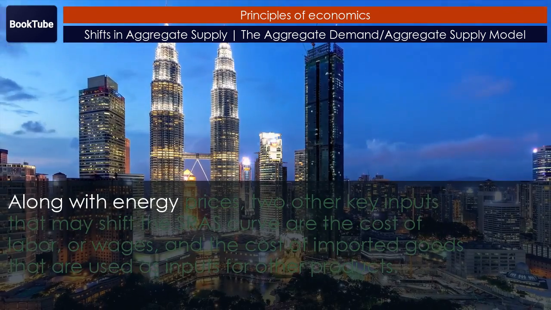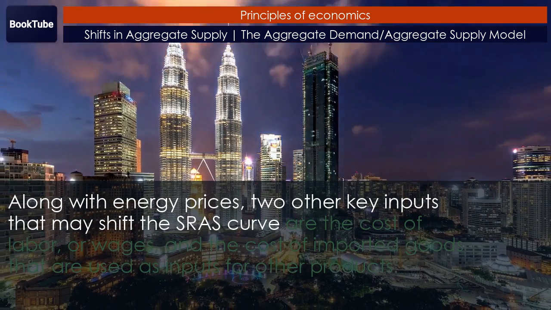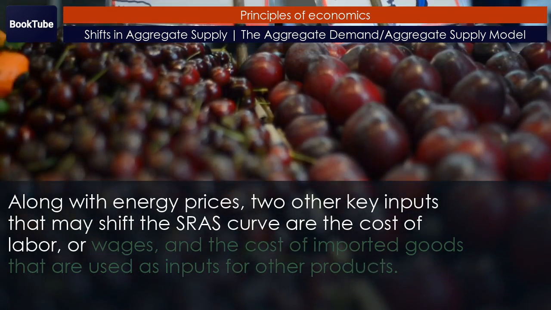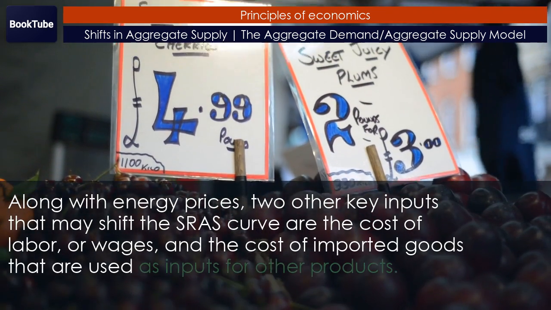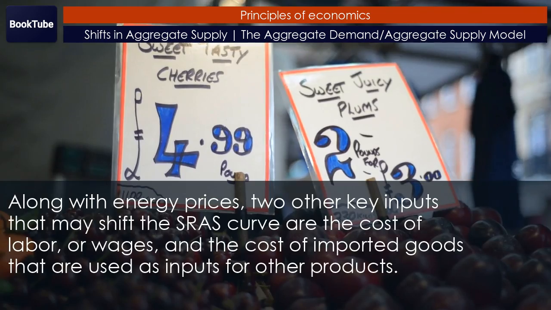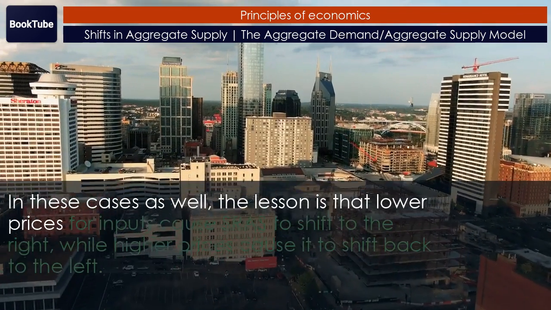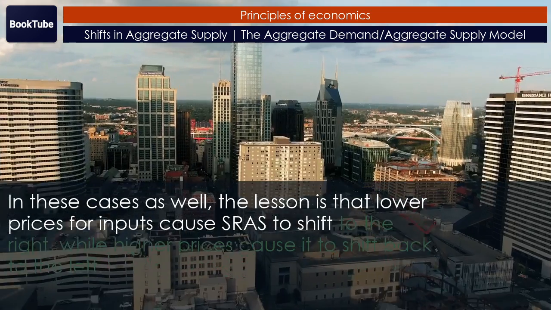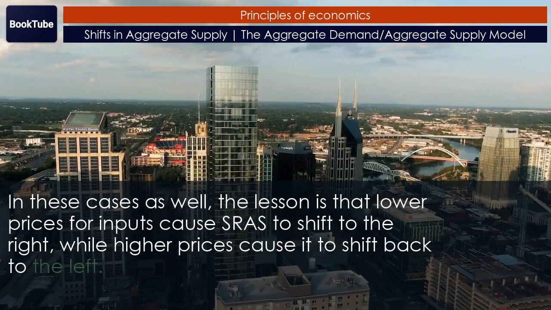along with energy prices. Two other key inputs that may shift the SRAS curve are the cost of labor, or wages, and the cost of imported goods that are used as inputs for other products. In these cases as well, the lesson is that lower prices for inputs cause SRAS to shift to the right, while higher prices cause it to shift back to the left.